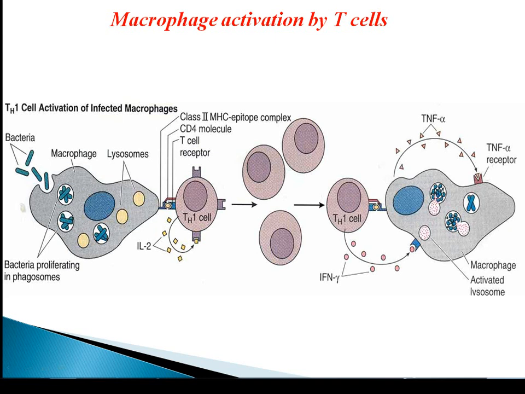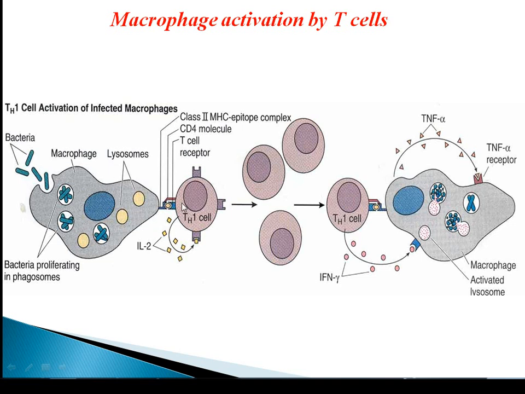Macrophage activation by the T cells. Here we can see how the T helper 1 cell assists macrophages in killing phagocytosed bacteria. Macrophages have to be activated by T helper 1 cells before they can destroy bacteria that they phagocytosed. This process requires that first the T helper 1 cell becomes activated. The activated T helper 1 cell then instructs the macrophage to destroy the bacteria in its phagosomes.